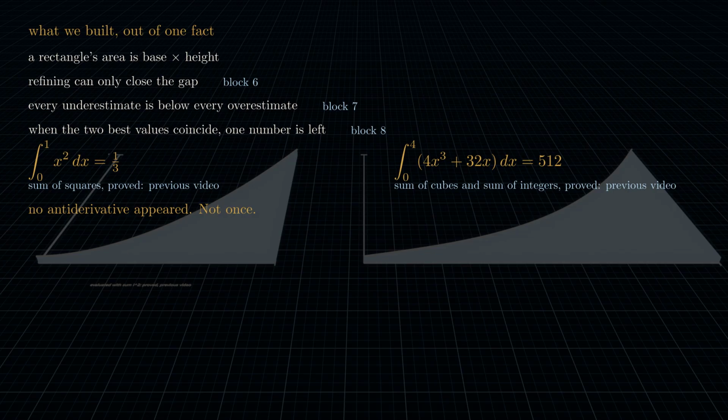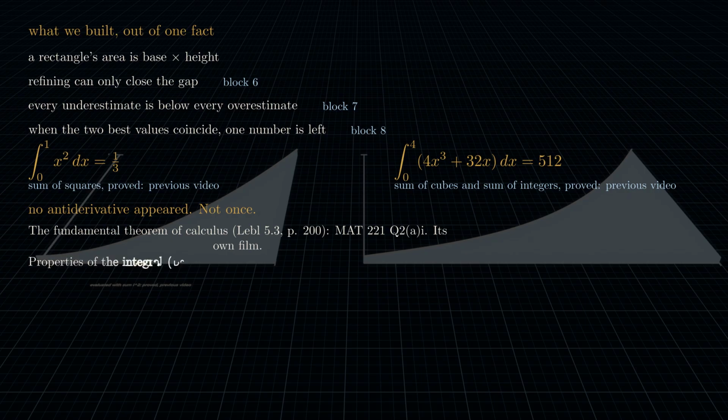Which leaves the right question. In school, you integrate by finding an antiderivative, and nothing today obviously connects to differentiation. So why does that trick work? That is the fundamental theorem of calculus, a real theorem with a real proof, and it gets its own video. Before it, a shorter one, the properties of the integral.